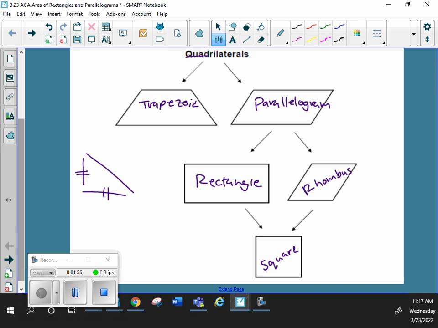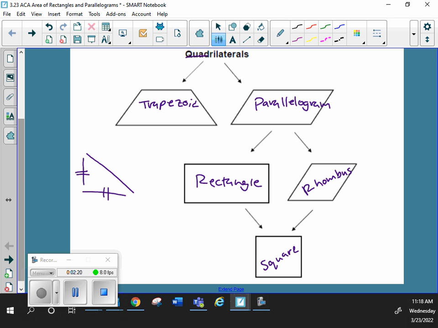So we start with quadrilaterals. I think of this sort of as a family tree. These are all different types of quadrilaterals, okay? And they split off for different reasons, for different characteristics. Notice that as it falls under, all of these are quadrilaterals, and so we'll see that rectangles and rhombuses have the same characteristics as a parallelogram, that kind of stuff.